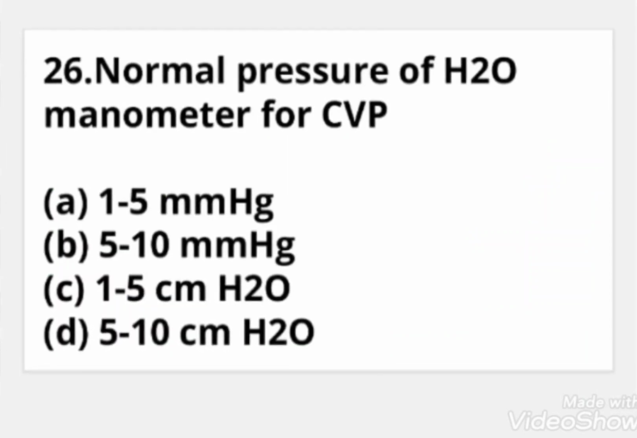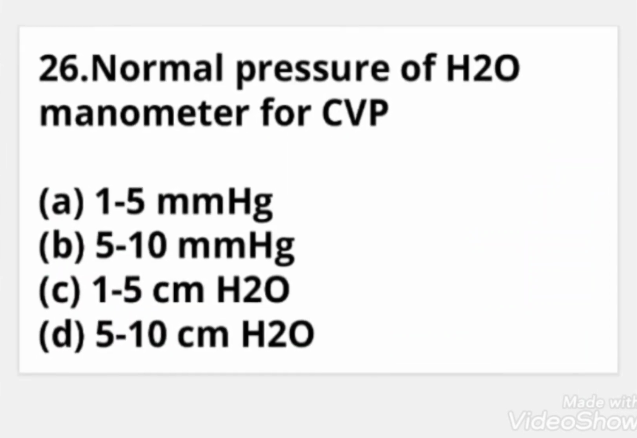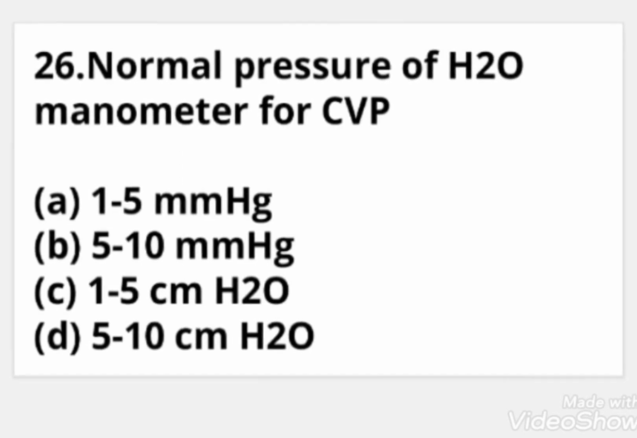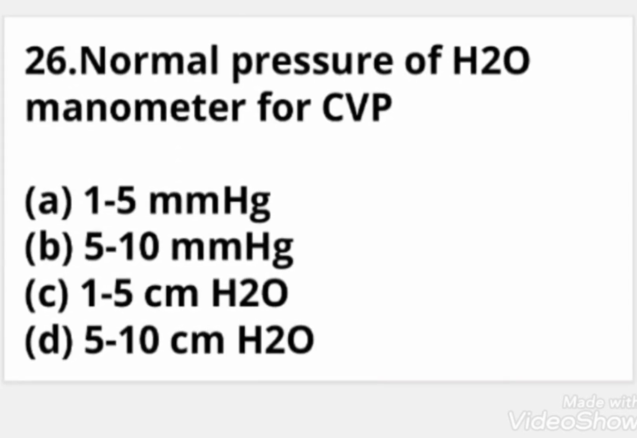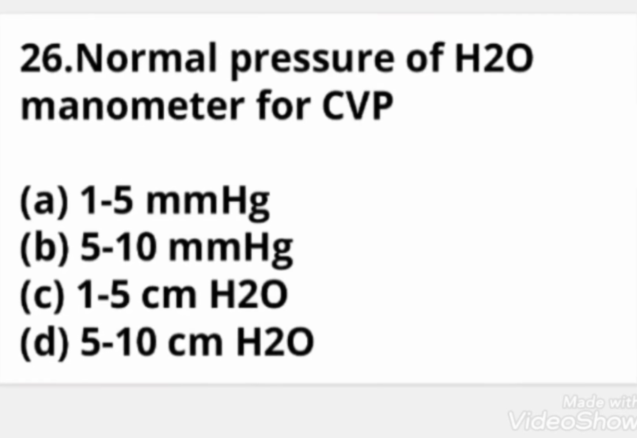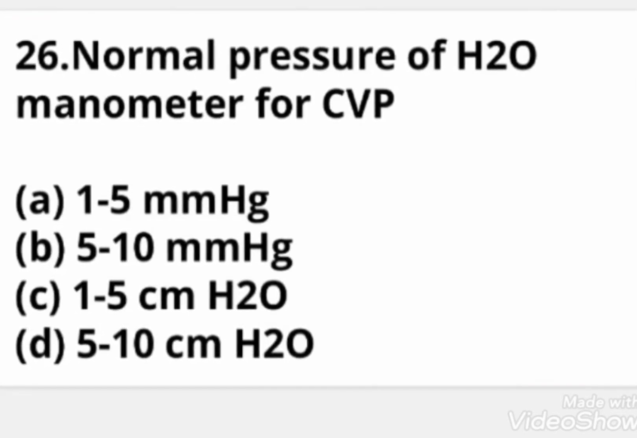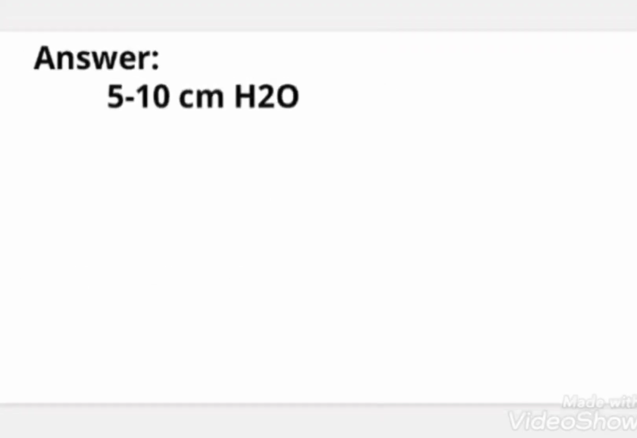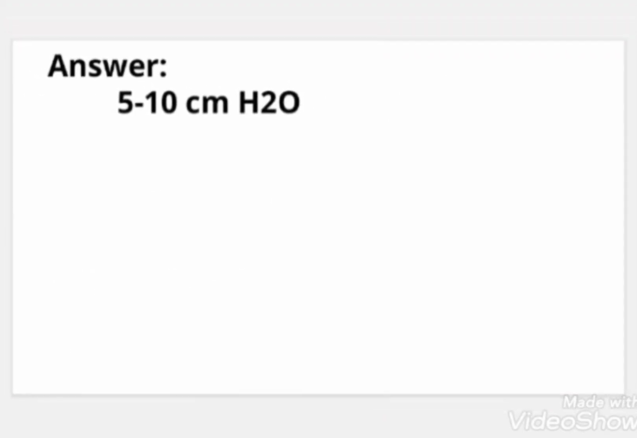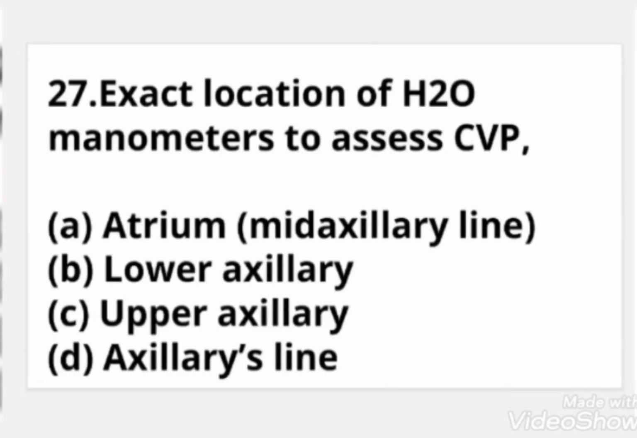26. Normal pressure of H2O manometer for CVP: A. 1-5 mm of mercury, B. 5-10 mm of mercury, C. 1-5 cm H2O, D. 5-10 cm H2O. Answer: 5-10 cm H2O.